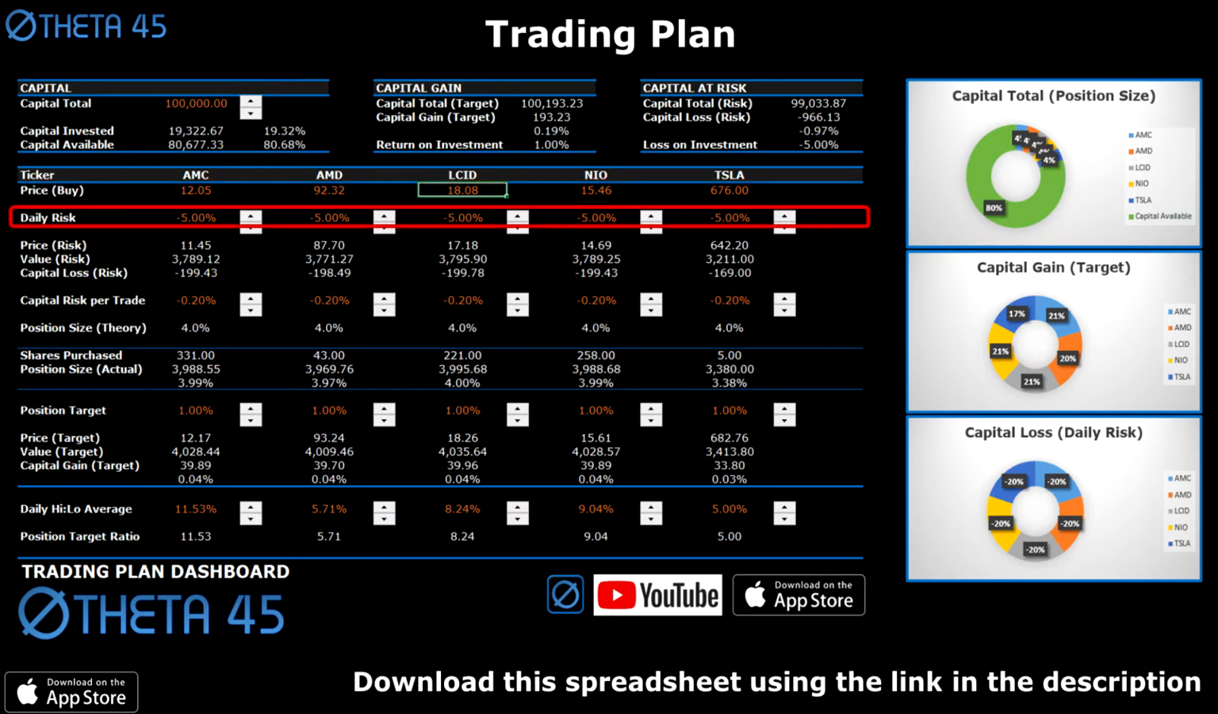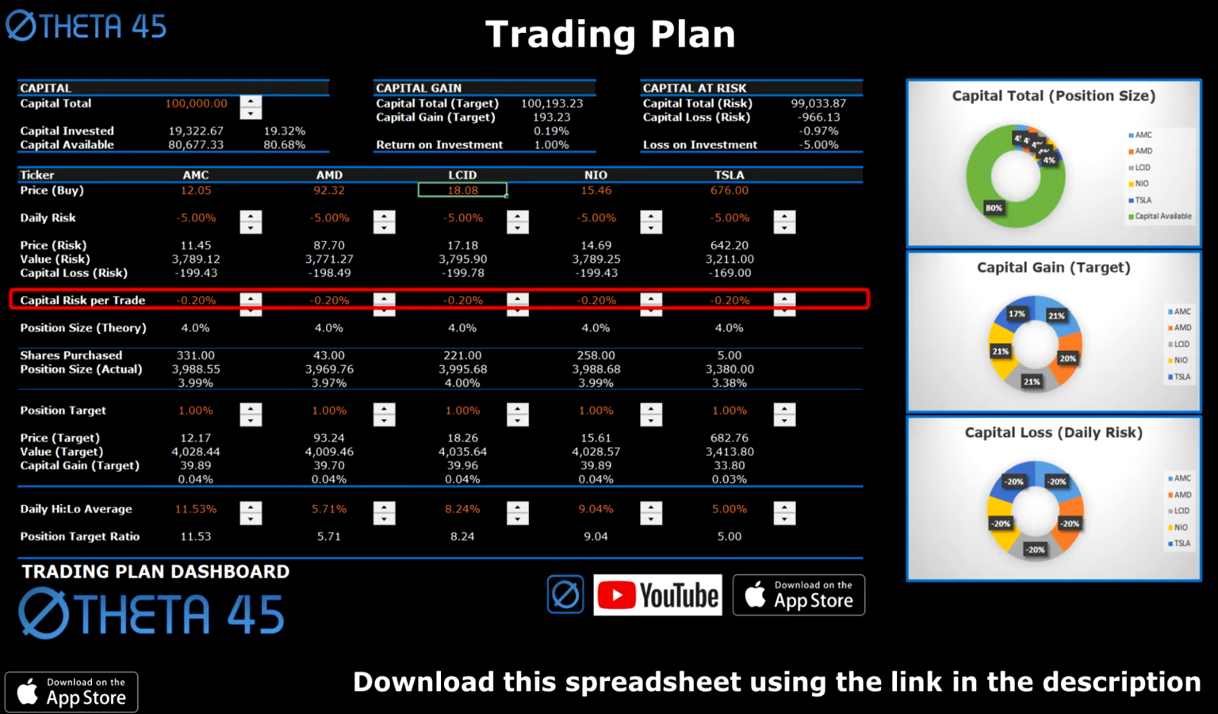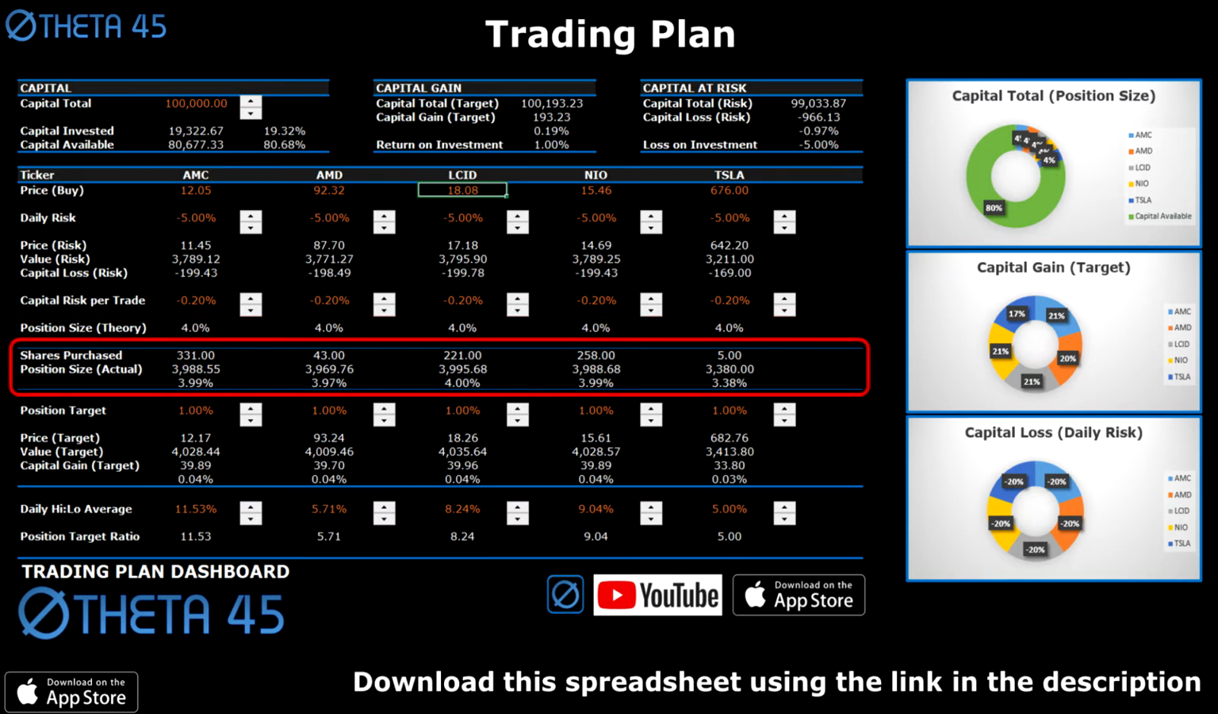The daily risk is how much you're willing to lose on each trade, which is used to calculate the price risk or your stop loss. The capital risk per trade is how much of your total capital you are willing to lose on each trade. The daily risk and the capital risk per trade are then used to calculate your position size. The actual position size is dependent on how many shares you can buy at the given buy price.